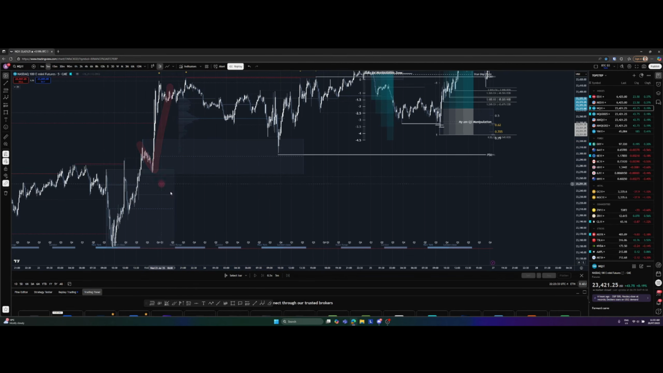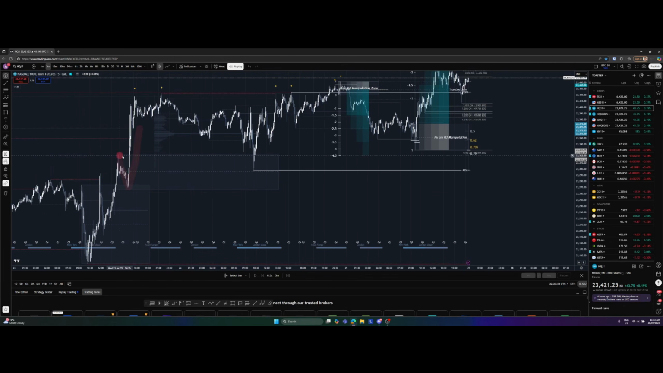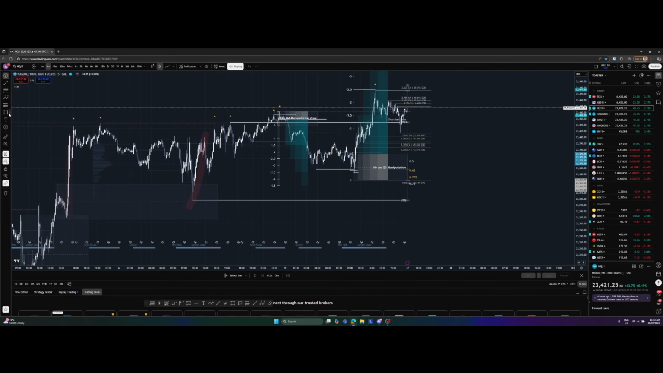So these are shorts that are used to manipulate, push price up. This becomes unmitigated. So price needs to come back and release the trapped shorts. And that's why we get these big reactions. So we can step these up. We then have our next swing.